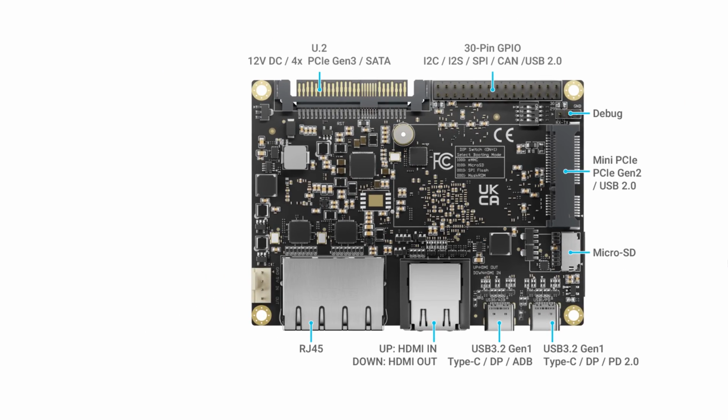So let's go to the specs. Here we go! Let's start on the top left and go clockwise. First we see the U.2 ports. This has pins for 12 volts DC, 4 lanes PCIe Gen 3 and SATA. Then we see the 30 pin GPIO header. Then a debug UART. Next to that there are 4 debug switches.